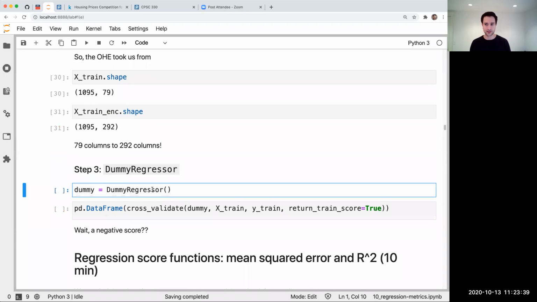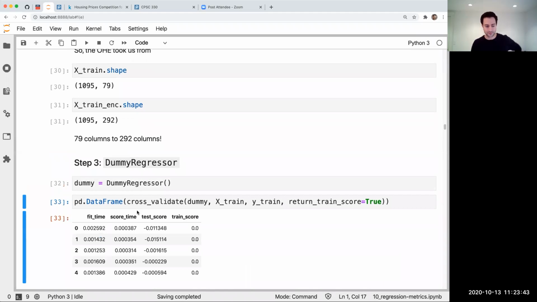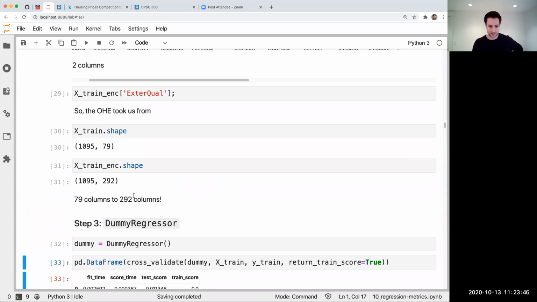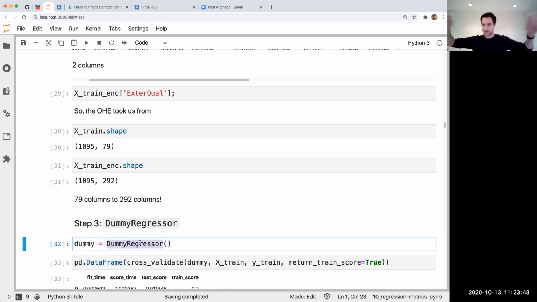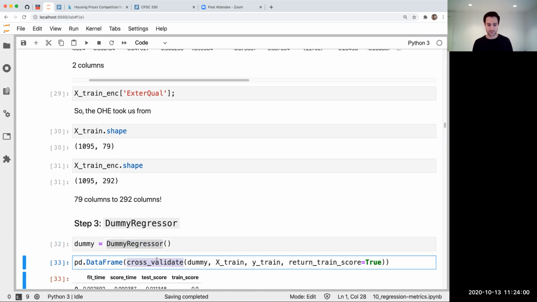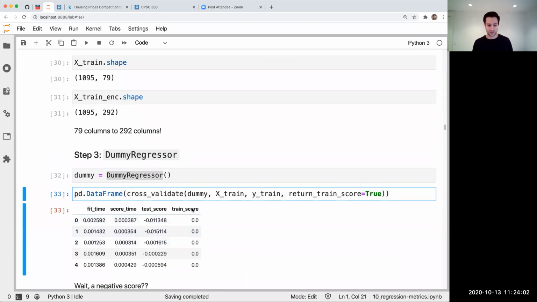And I'm going to run dummy regressor. Dummy regressor, nice to meet you. You haven't seen this before because we've only had dummy classifier until now. But now we're doing regression. When we do regression, we need dummy regressor. And I'm going to get the score here. And what you see is that the training score is 0 and the test score is negative.